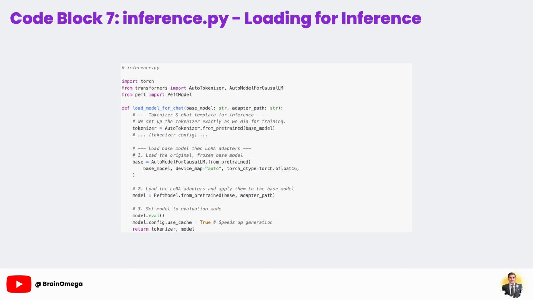Finally, we switch the model into evaluation mode with model.eval. This turns off things like dropout. We also set use_cache equals true, which is an optimization that allows the model to reuse computations for past tokens, significantly speeding up the generation of long responses.